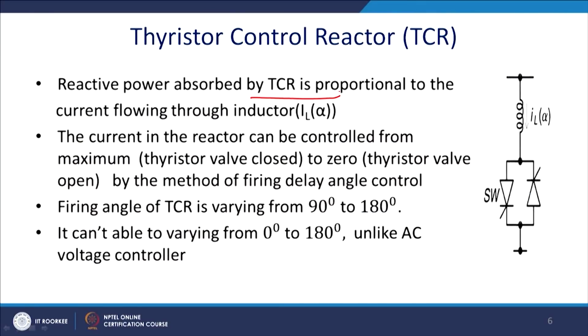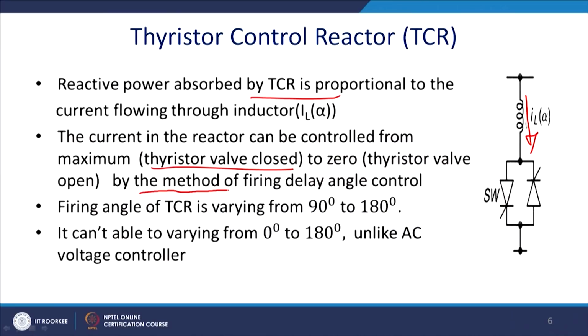Reactive power absorbed by the TCR is proportional to the current flowing through these circuits. The more current flows through the circuit, the voltage will be I times omega L, and proportional VAR will be absorbed here. The current in the reactor can be controlled from maximum, with the thyristor closed at 0, to open, that is 180 degree, by the method of firing delay angle alpha.